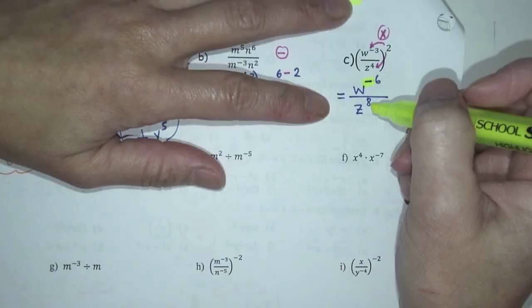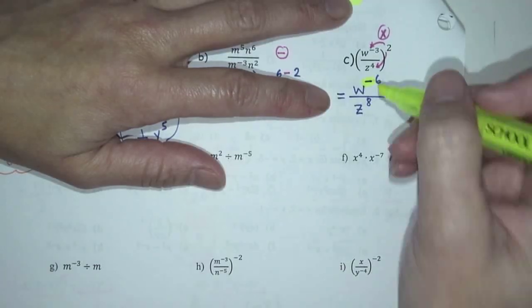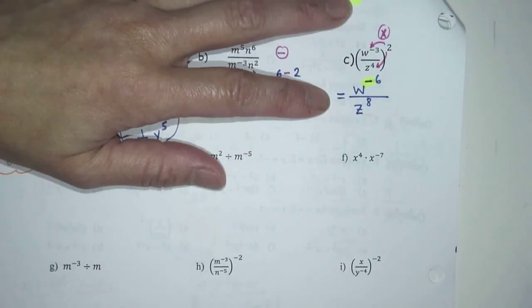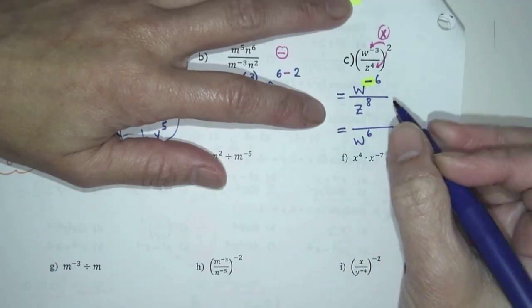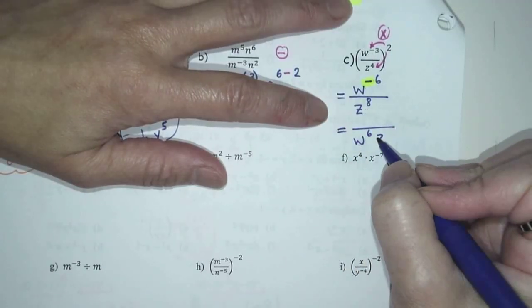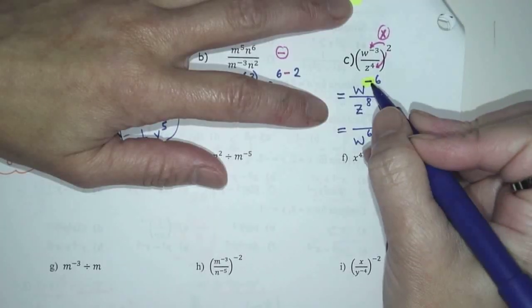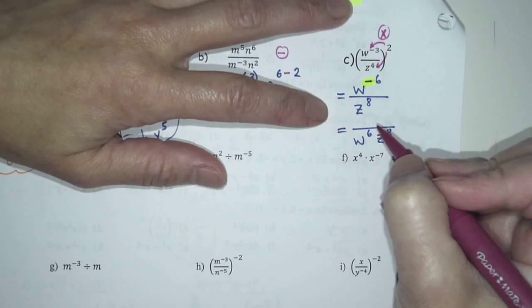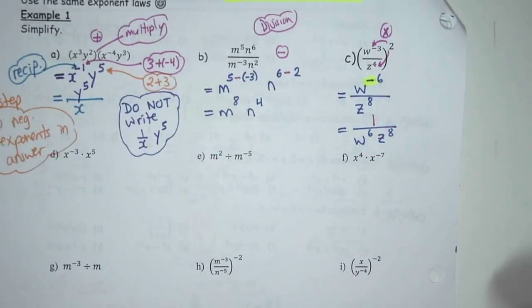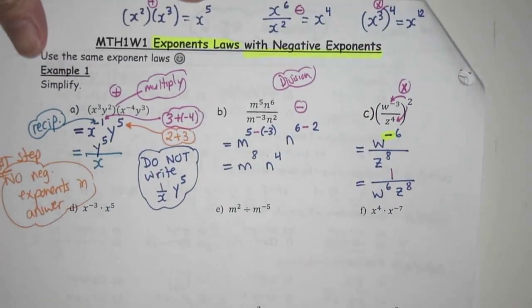This is a positive, so leave it where it is. But that negative is a negative, so that means reciprocal. So you're going to write that in the denominator, w to the 6, with the z to the 8. Z to the 8 did not move, only the negative moves. And then in the top here, in the numerator, we don't write nothing. We're going to leave it as a 1. So the 1 is going to be left in the numerator.